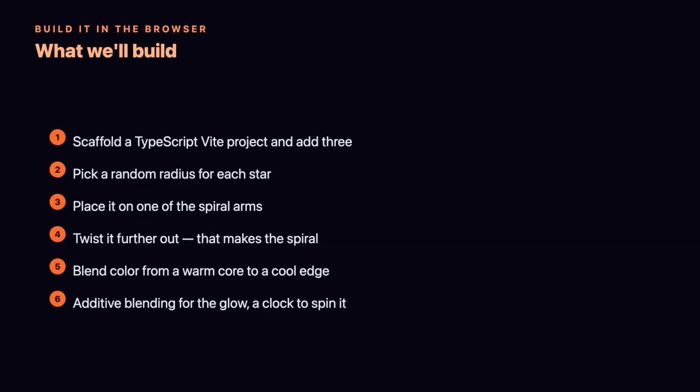The idea is simple. Pick a random radius for each star, drop it onto one of the spiral arms, and twist it further out the farther it sits from the center. Add a little scatter so the arms have thickness, blend 2 colors across the radius, and let additive blending do the glow.